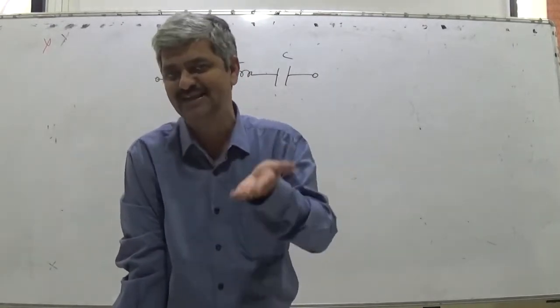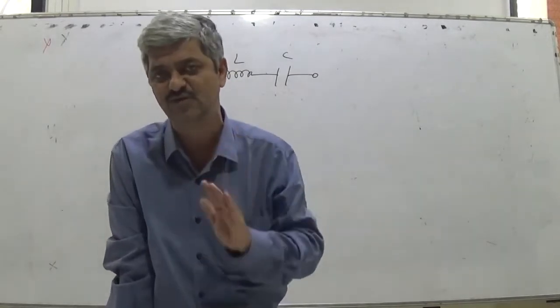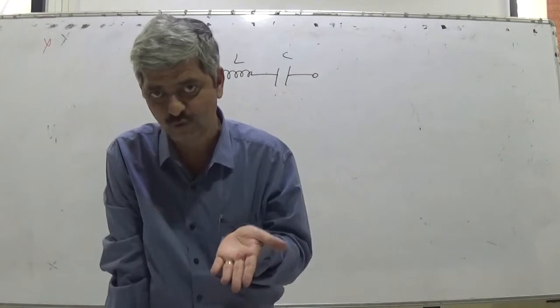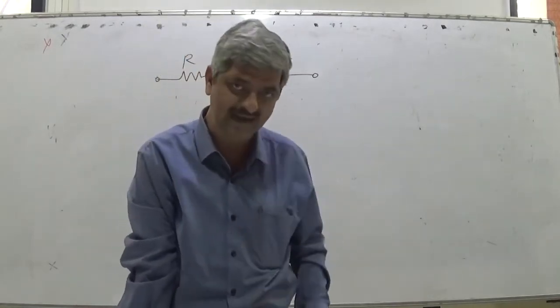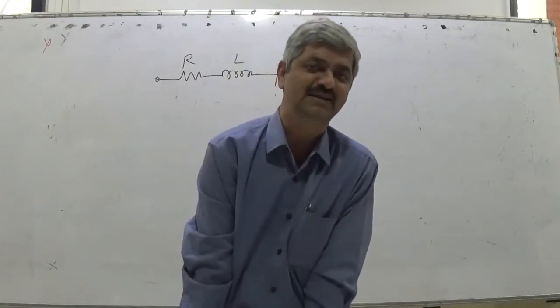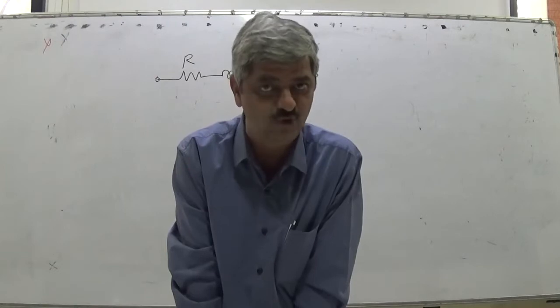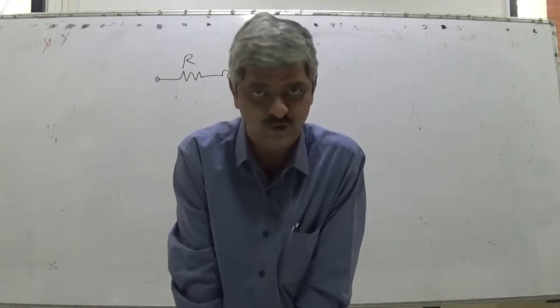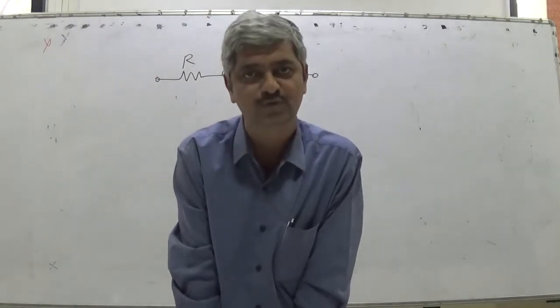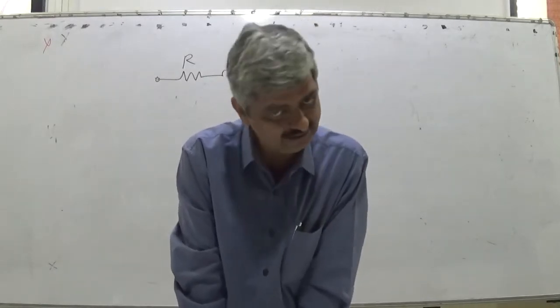Why? Because resonant frequency is that frequency at which inductive and capacitive effects cancel each other. Inductive impedance is j omega L, capacitive impedance is minus j upon omega C. So at the frequency which makes omega L equal to 1 upon omega C, that is omega equal to 1 upon root LC, which is called omega R, the effect is cancelled.